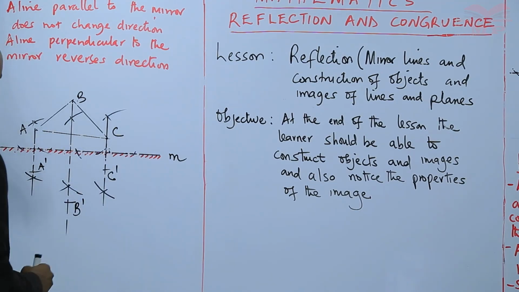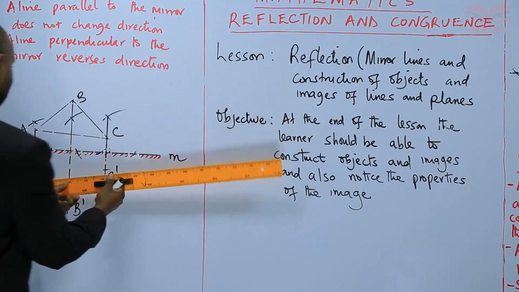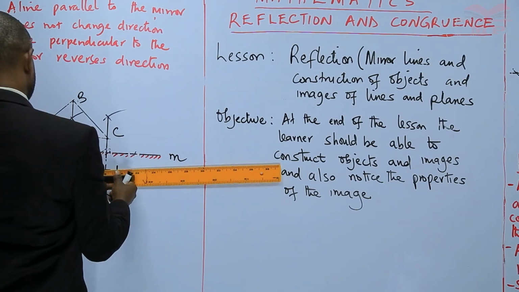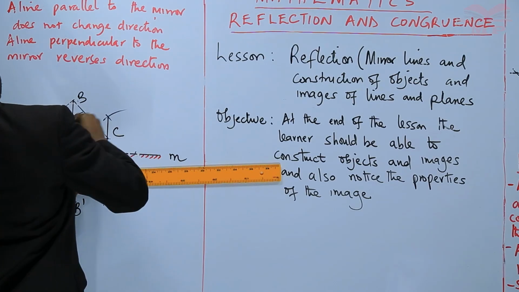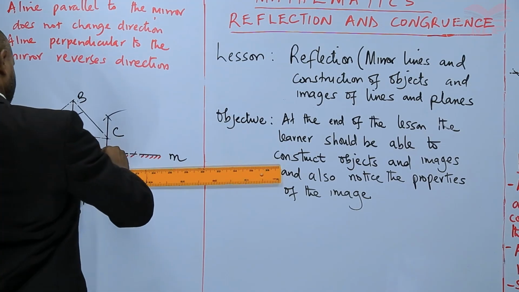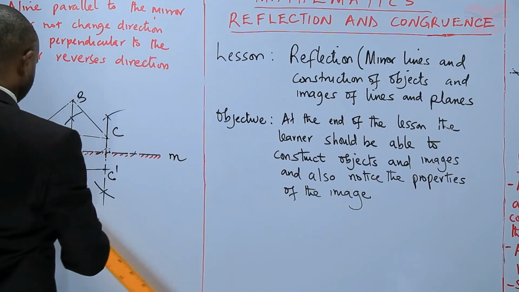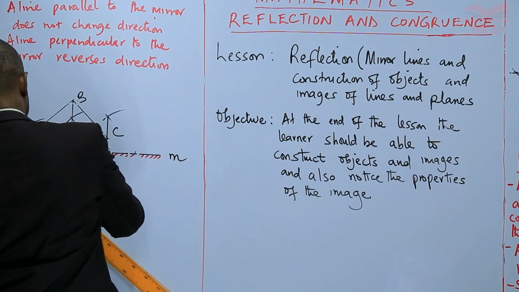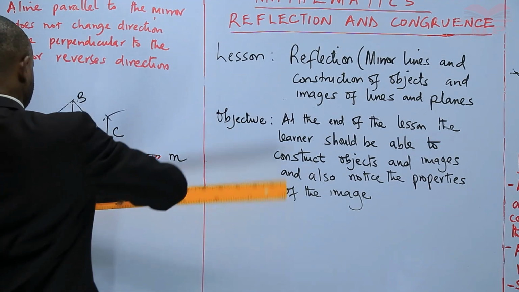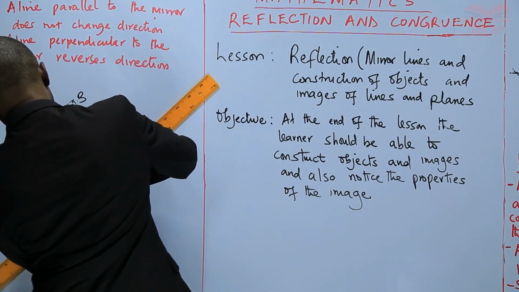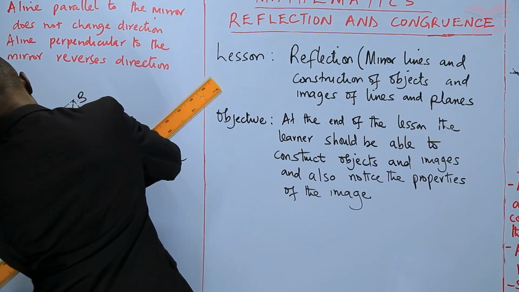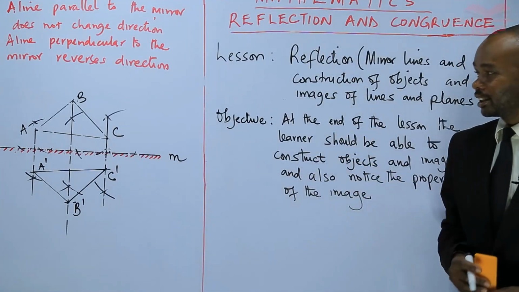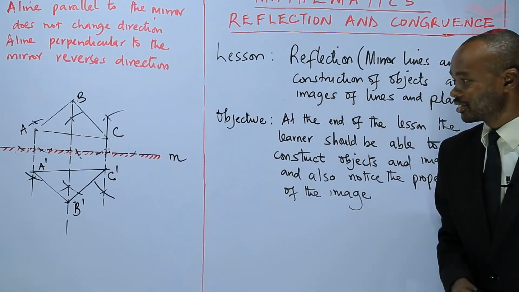So I'll join the vertices. I'll quickly join A to C, A to C. So that is the reflection of triangle ABC. And you notice the properties do not change.